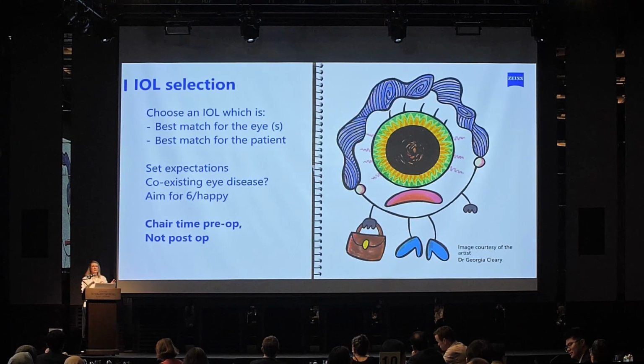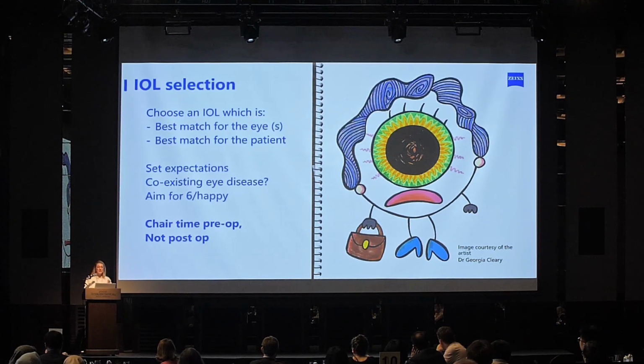When I've got my patient in front of me, so here's my cataract patient, she's a bit worried because her vision's blurry and she's heard about all these different lenses and her neighbour had a multifocal. So I tell my patients that we're going to run through options, we're going to choose an intraocular lens, and we're going to choose the lens which is the best match for their eye and for them as a whole. And I want to, at this first visit, set expectations, particularly in the context of coexisting eye disease. And ultimately, I want a happy patient. I want 6 happy. It might not be 6, but I want 6 happy.